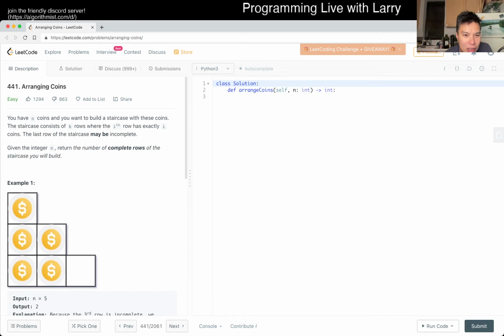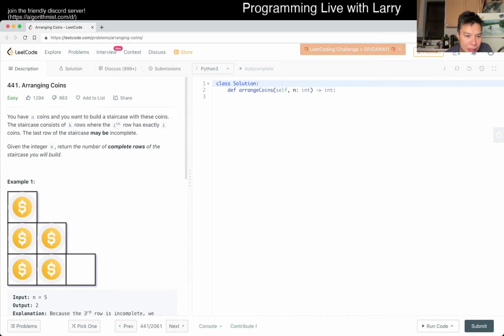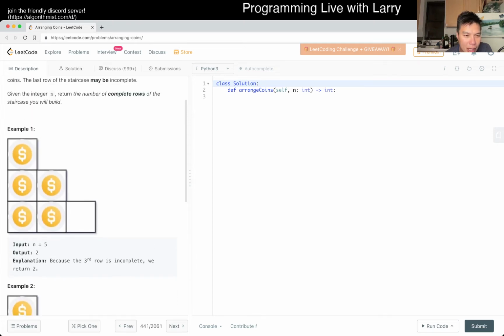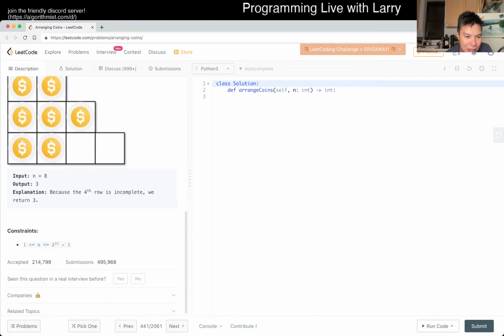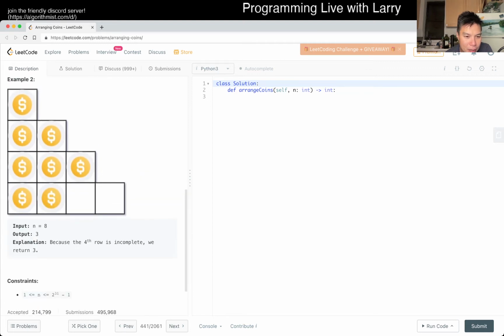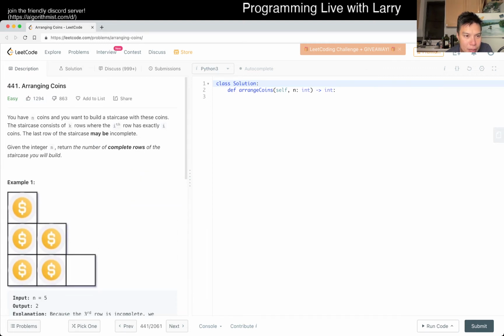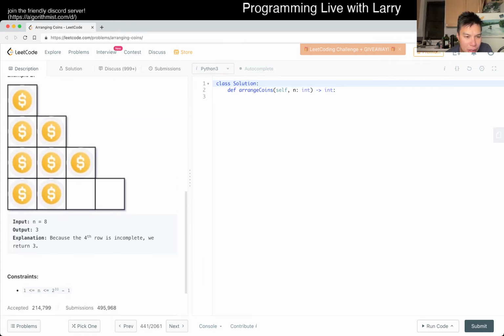Anyway, you have n coins and you build a staircase with these coins. You have k rows. Return the number of complete rows of the staircase you can build. I don't know why they say rows and then these are columns, or am I just confused? The i-th row has exactly i coins. Why would you build it this way though?